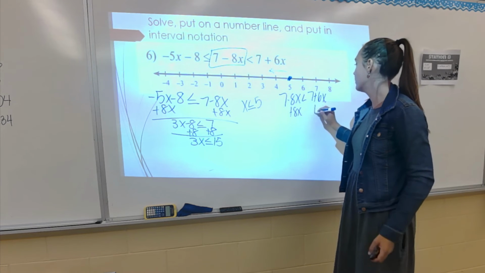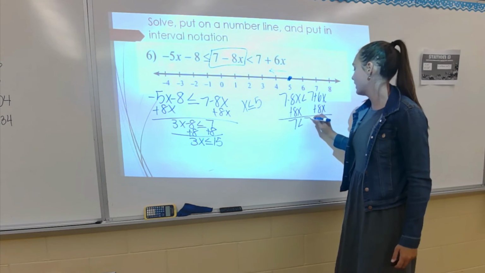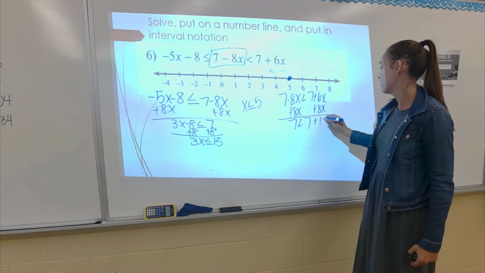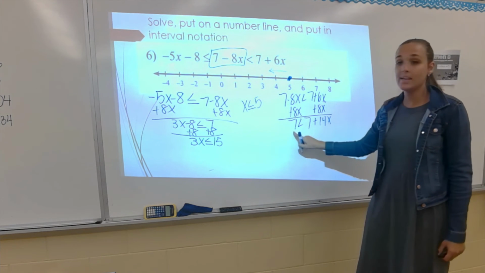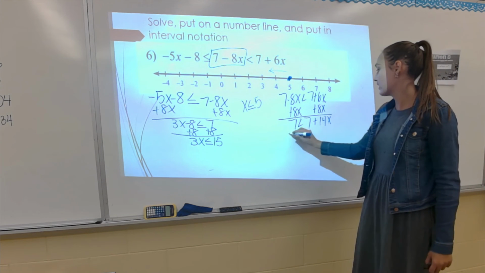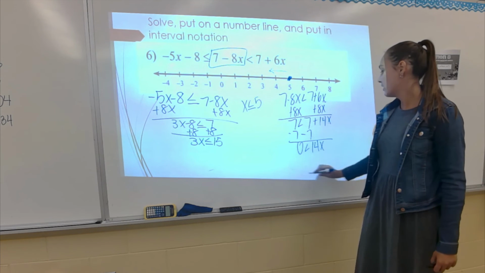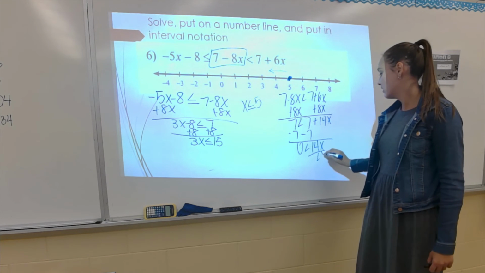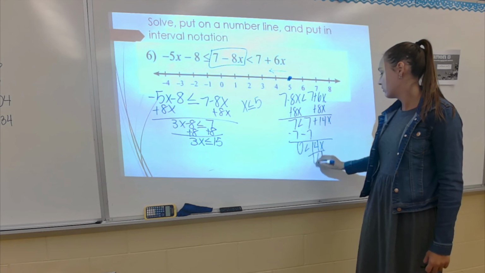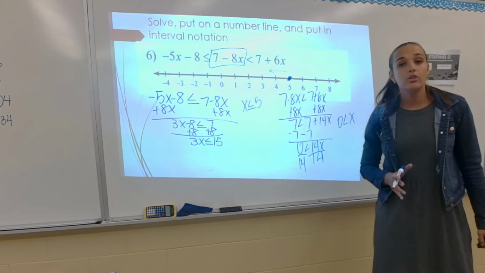I add 8x over, and I get 7 is less than 7 plus 14x. I subtract 7 from both sides. I get 0 is less than 14x. Divide by 14. And I get 0 is less than x.